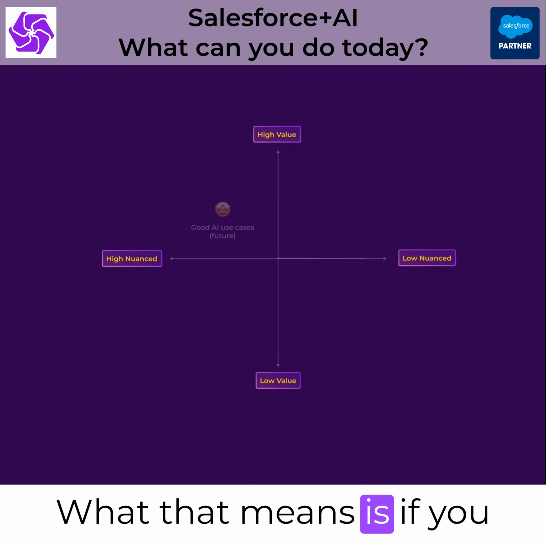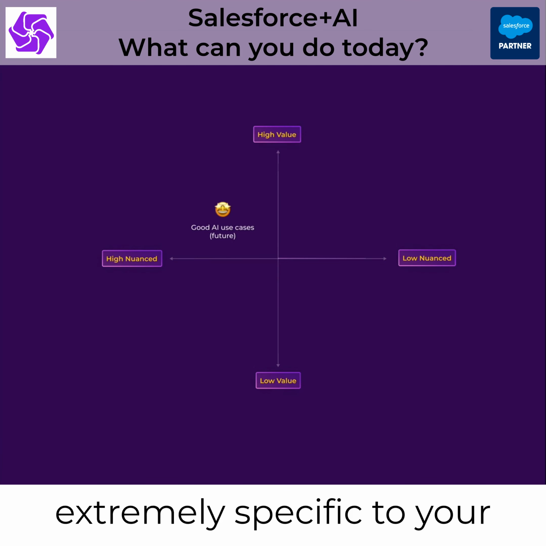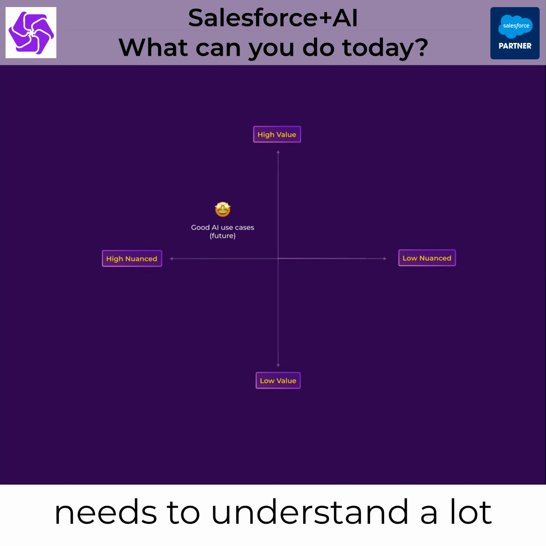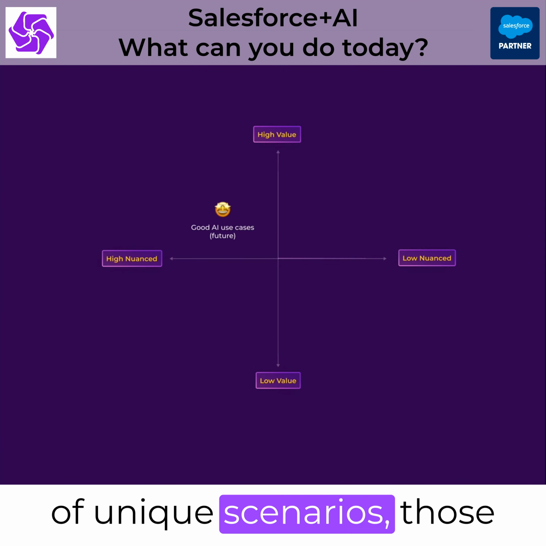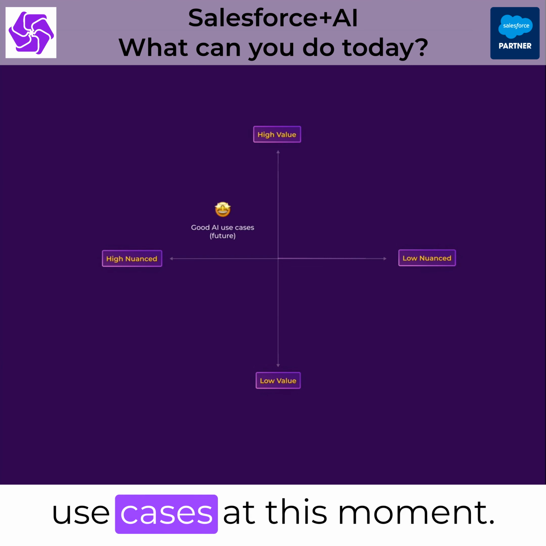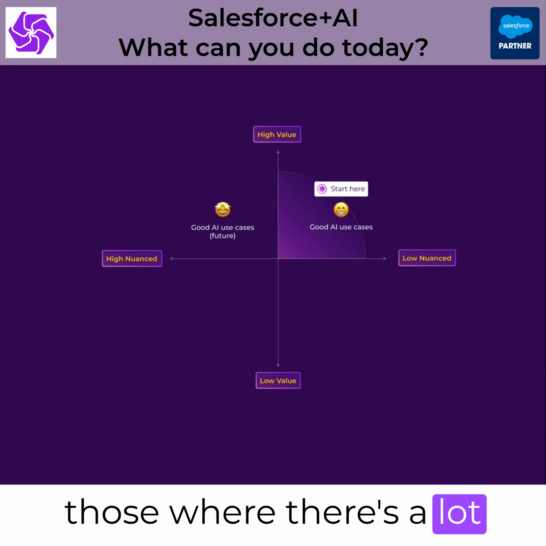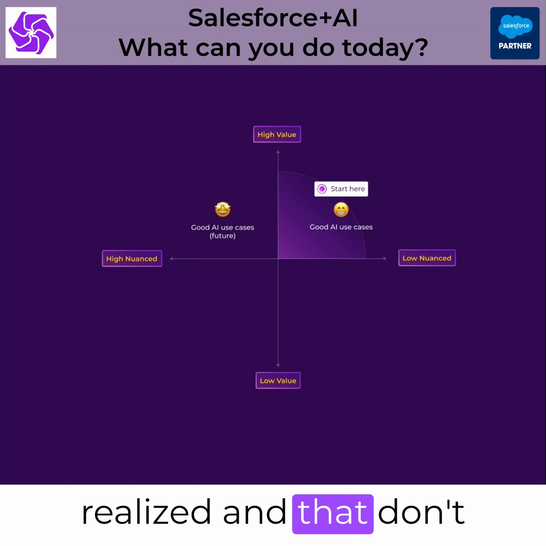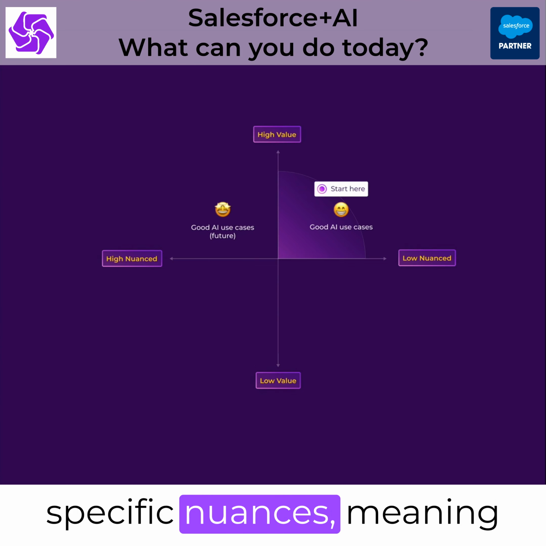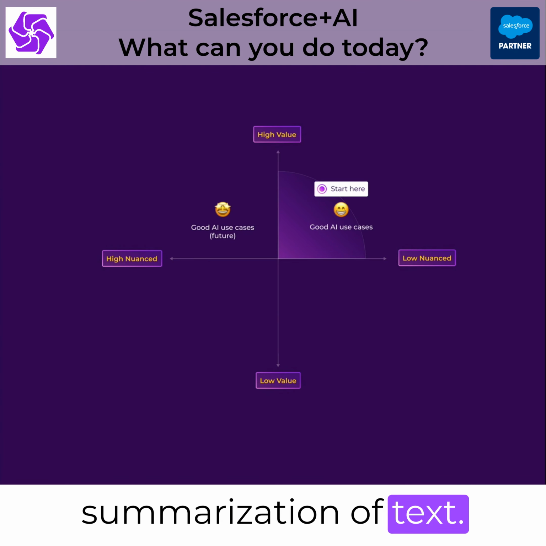What that means is if you're looking at use cases that bring a lot of value to your business, but are extremely specific to your industry, have a high degree of nuance, and someone needs to understand a lot of unique scenarios, those use cases may be good in future, but they're not great use cases at this moment. The ideal use cases are those where there's a lot of business value to be realized and that don't have a lot of industry-specific or business-specific nuances, meaning they're relatively generic. An example could be summarization of text.